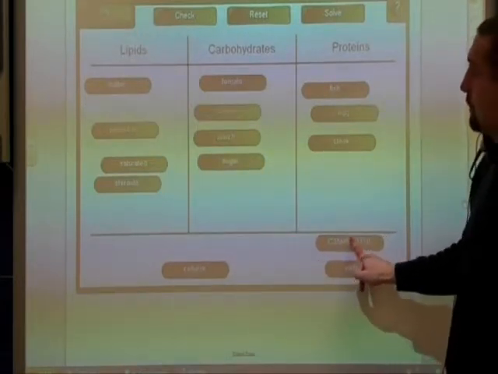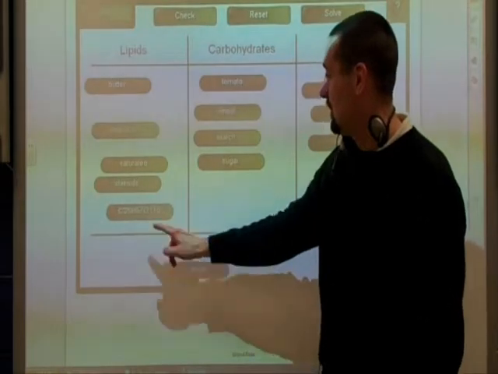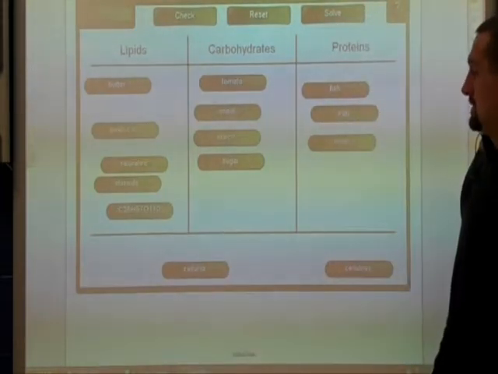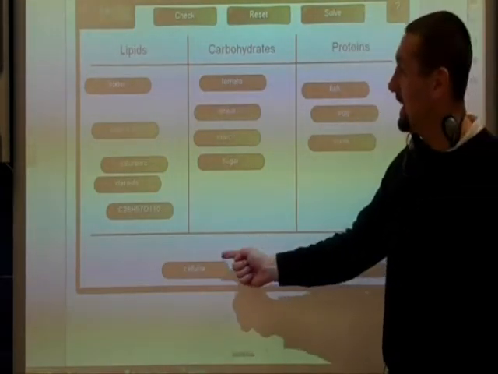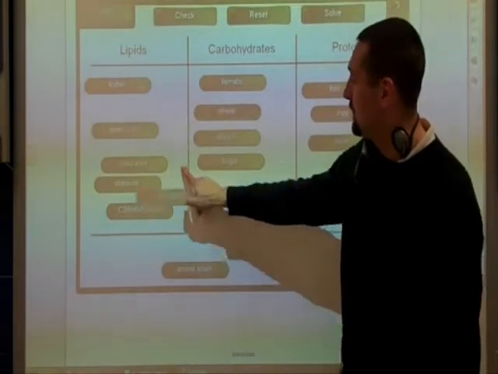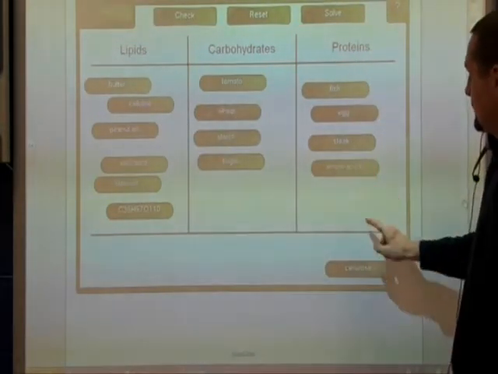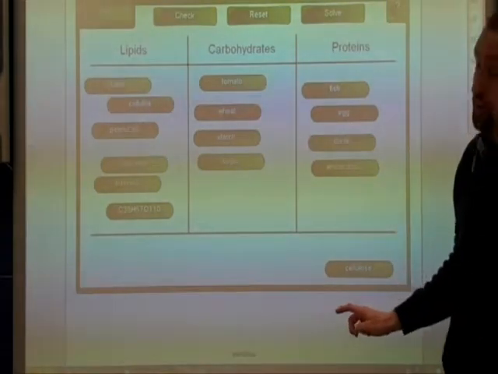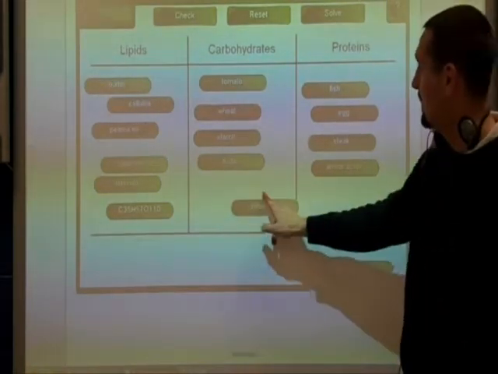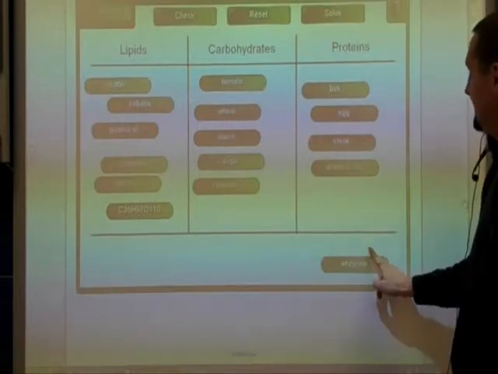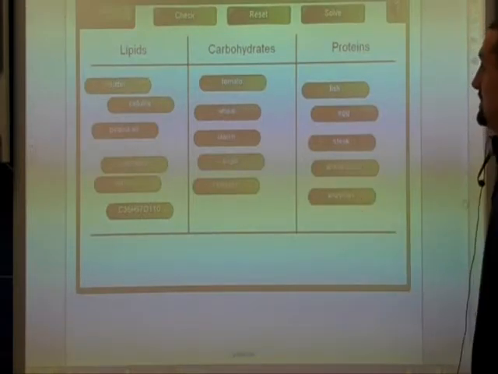This is a long chemical formula for a lipid. Cellulite, that's going to be fat. Amino acids, that's protein. Cellulose, that's what we call fiber. That's a carbohydrate. Enzymes are protein.